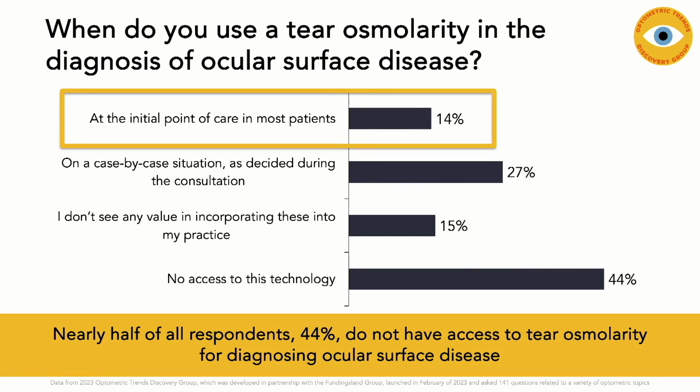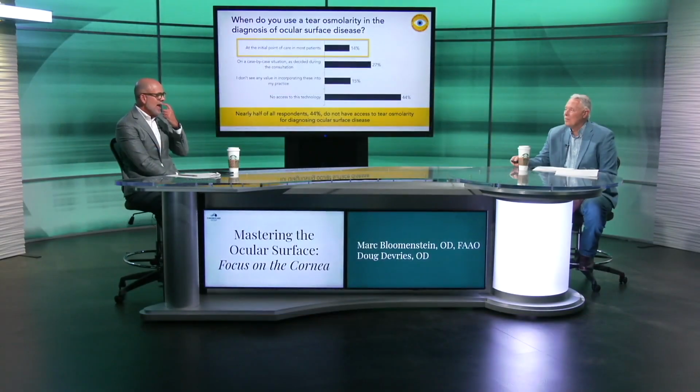When do you use tear osmolarity? And this is from Optometric Trends. When do you use tear osmolarity in diagnosis of ocular surface disease? 14% said at the initial point of care. Well, that makes sense, it's a point of care test. Only on a case-by-case basis. I don't see any value in incorporating these into my practice. No access to technology, and really, the access is readily there now. I think this is the trend report that we talked about, and you see that half of the respondents basically don't have access.